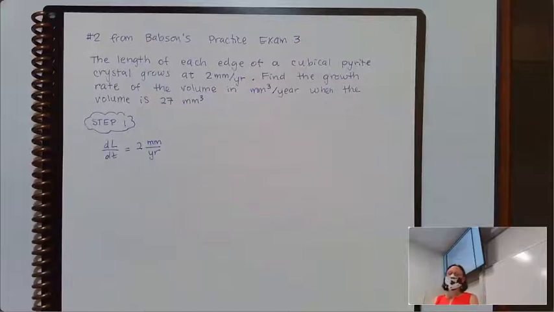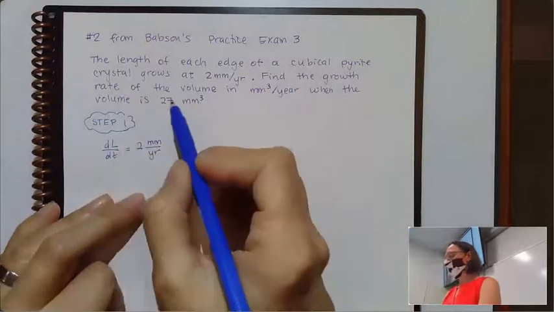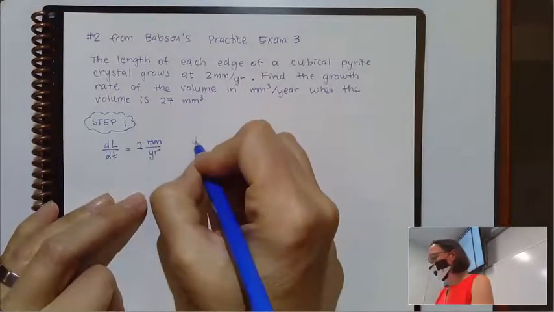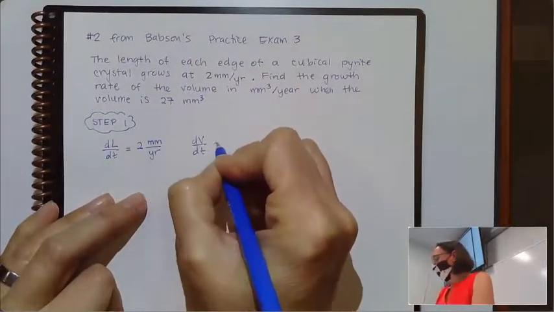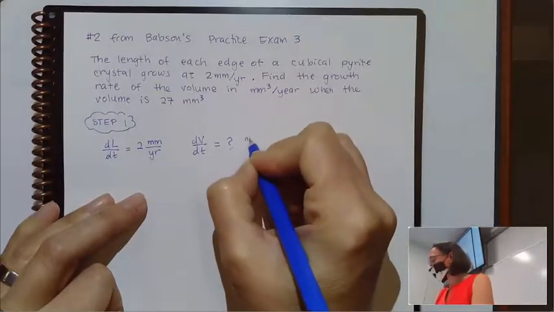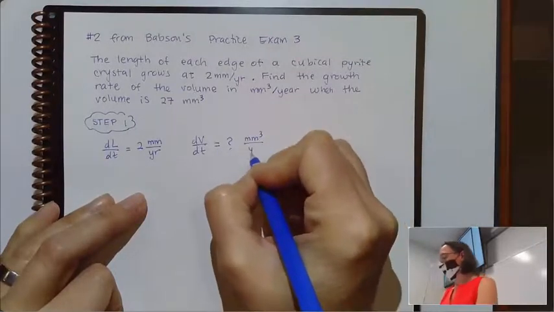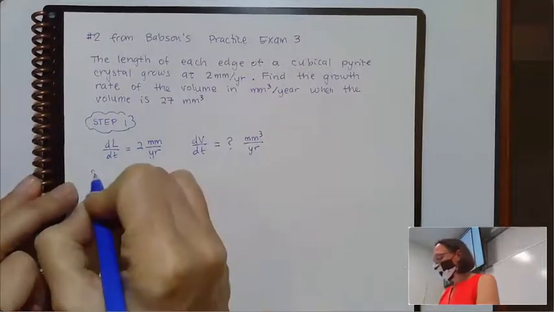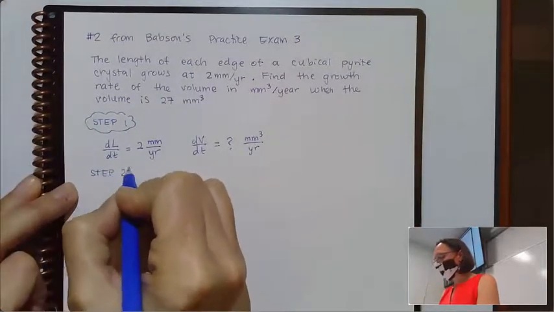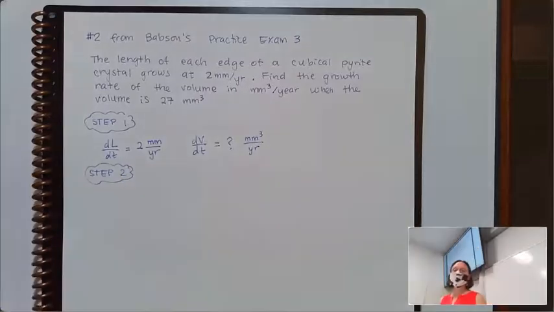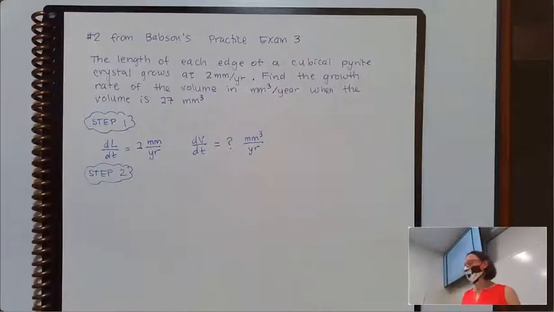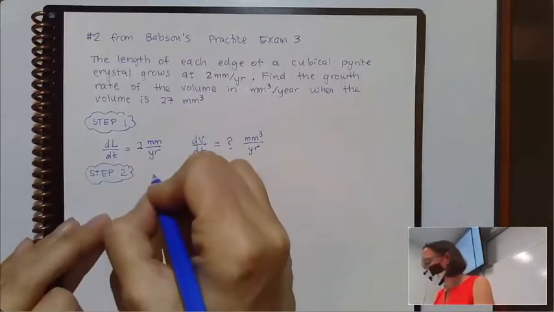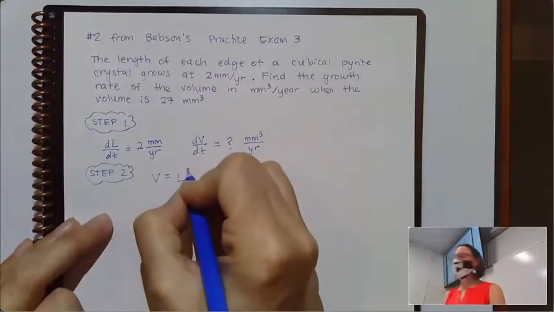And then the rate that we want, we're trying to find the growth rate in the volume. So I'm going to go ahead and call that dV/dt for volume. And we already know the units are supposed to be cubic millimeters per year. Now, step 2 is to find an equation. Sometimes I need a picture for that. I don't really need a picture for this. We know it's a cube. So I know that the volume of a cube should be the length cubed.